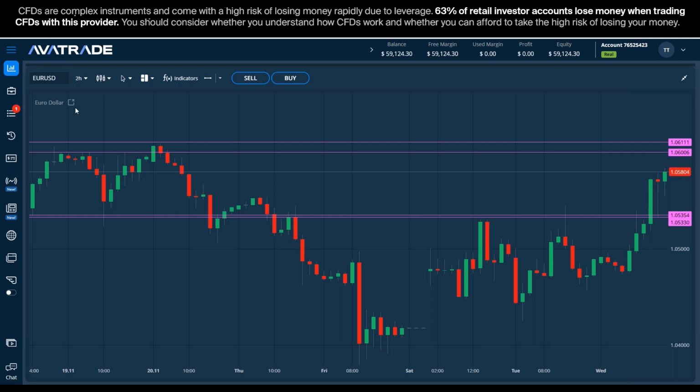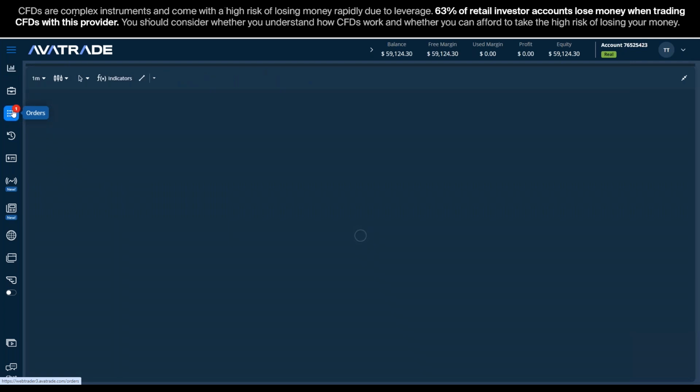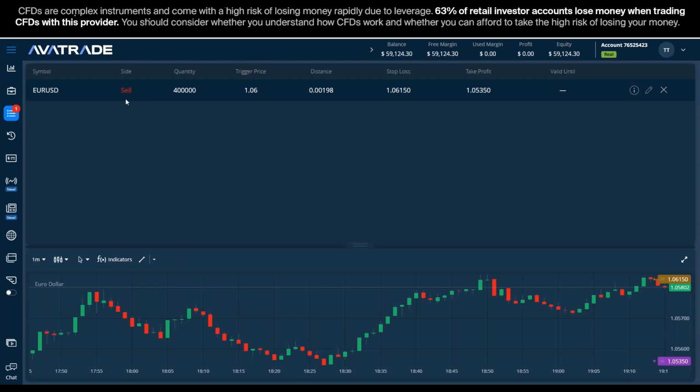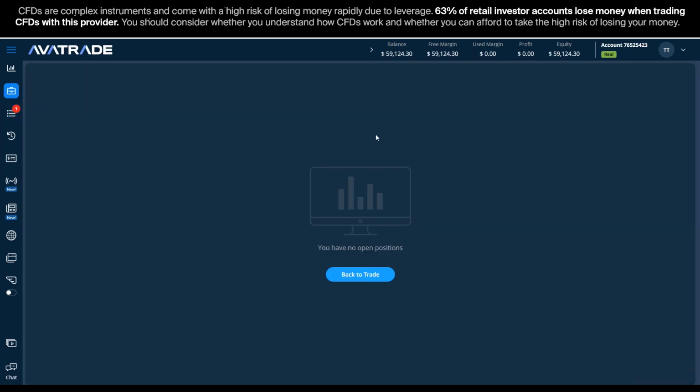Okay, so if you're not familiar with the platform, this area over here where it says orders, that's where your pending orders will be. Okay, your pending orders, if you minimize the chart a bit, you'll see listed, and it tells you your trigger price. That's the price that if it hits, the trade will open. Okay, and so that one's not opened yet. Otherwise, it would be in the position section, which we don't have any open trades in as of yet.